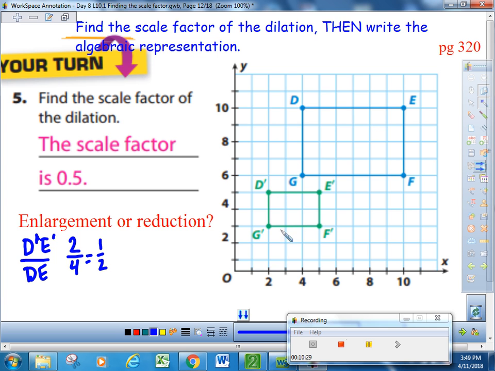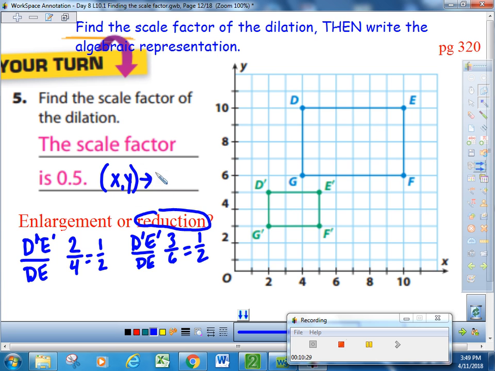And then either the top or the bottom, doesn't matter. D prime E prime over DE. And this is 3 over 6, which is 1/2. So it is a reduction because it's between 0 and 1. And we have xy becomes 1/2 x, comma 1/2 y. And you can use the fraction or you can use the decimal, it doesn't matter.